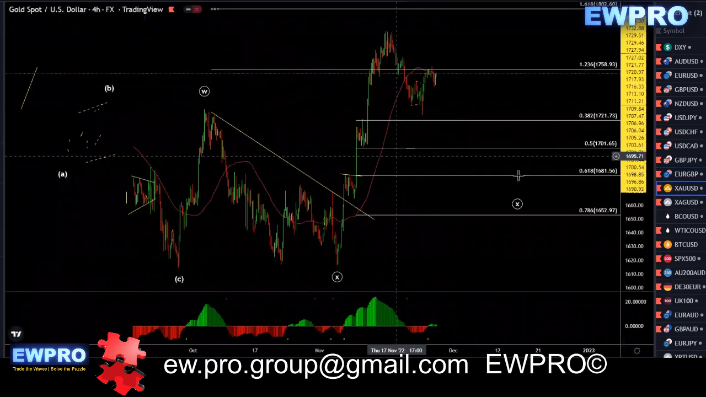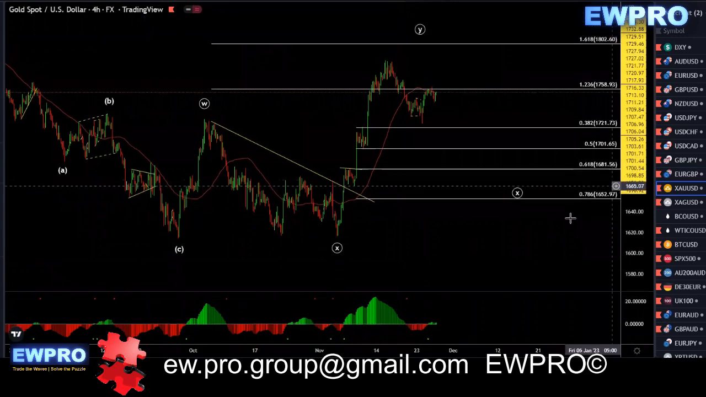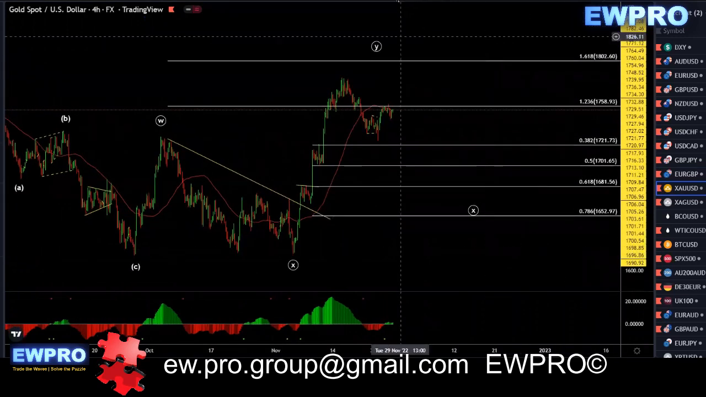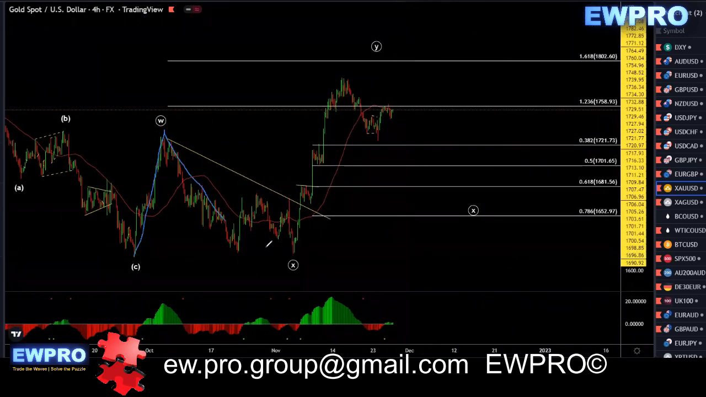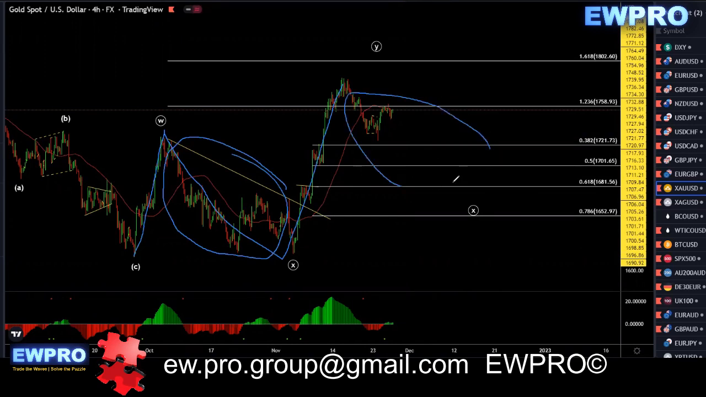Gold on the H4. So we're looking at that WXY. I'm waiting for a correction of similar size to this over here for the X2, and then I'll be looking for that Z up.